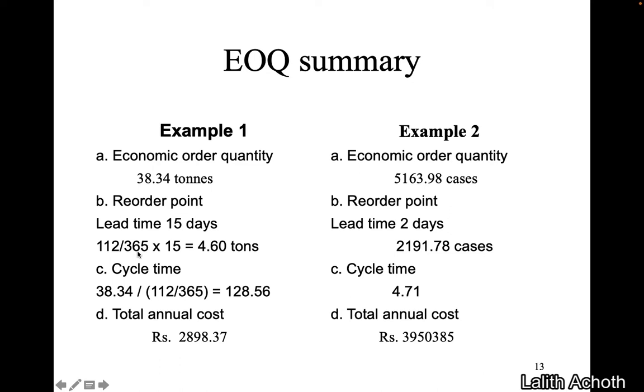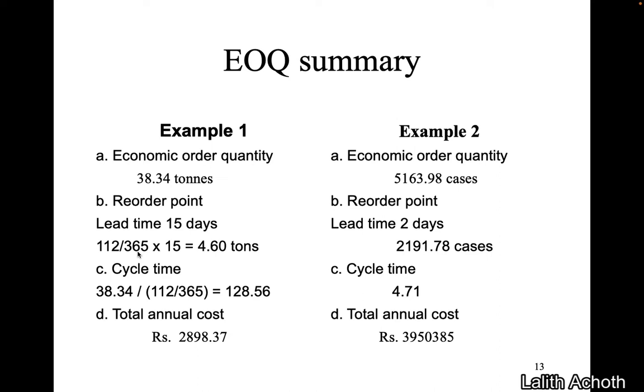112 tons is your total annual demand for wheat. Now when you divide it per year, it becomes 112 divided by 365. That means every day your demand is 0.3 tons. And for 15 days, which is your lead time, it will become 4.6 tons. So 4.6 tons is your reorder point. The moment your stock comes to 4.6 tons or 4.5 tons, you immediately place the order. Otherwise, it will get outstocked because it will take 15 days for the order to come to you.